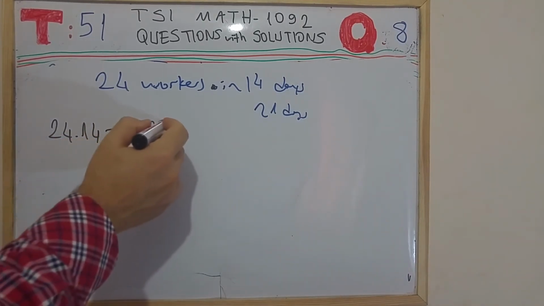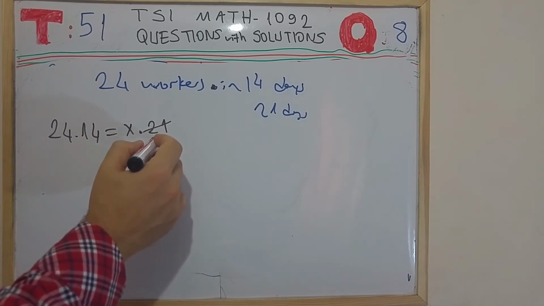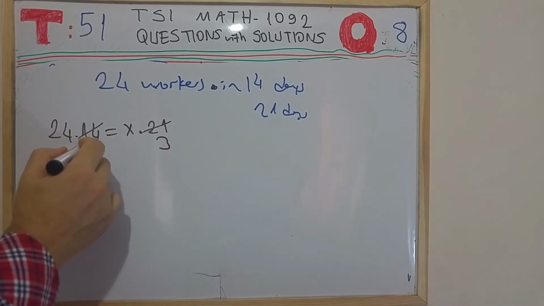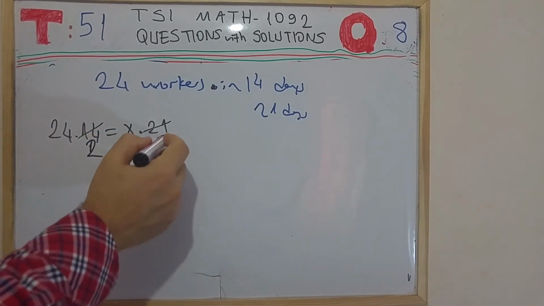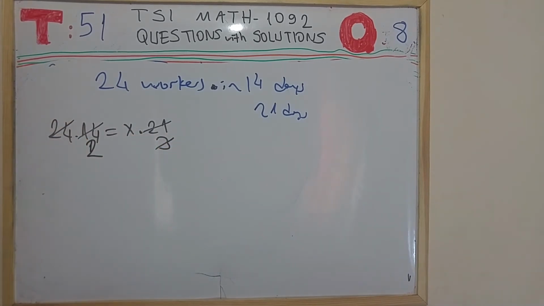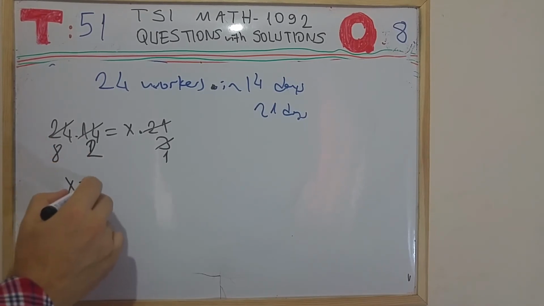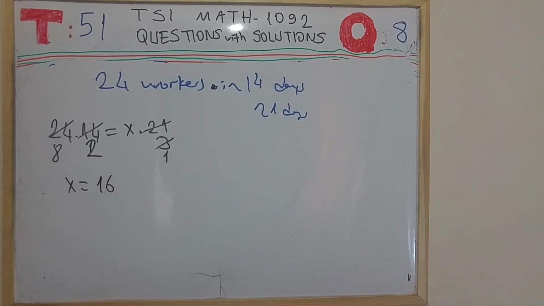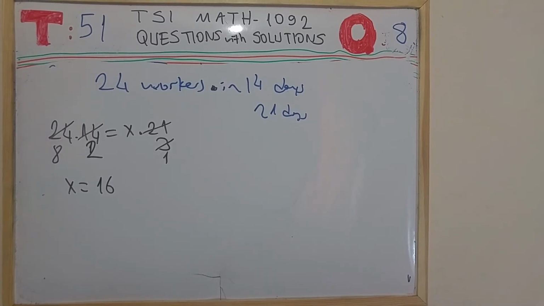Let's solve this equation. When I simplify by 7, this is going to be 3, and this is going to be 2. When I simplify this, and for 24, here is going to be 1, and here is going to be 8. So x is equal to 8 times 2, which is equal to 16, which is the answer.